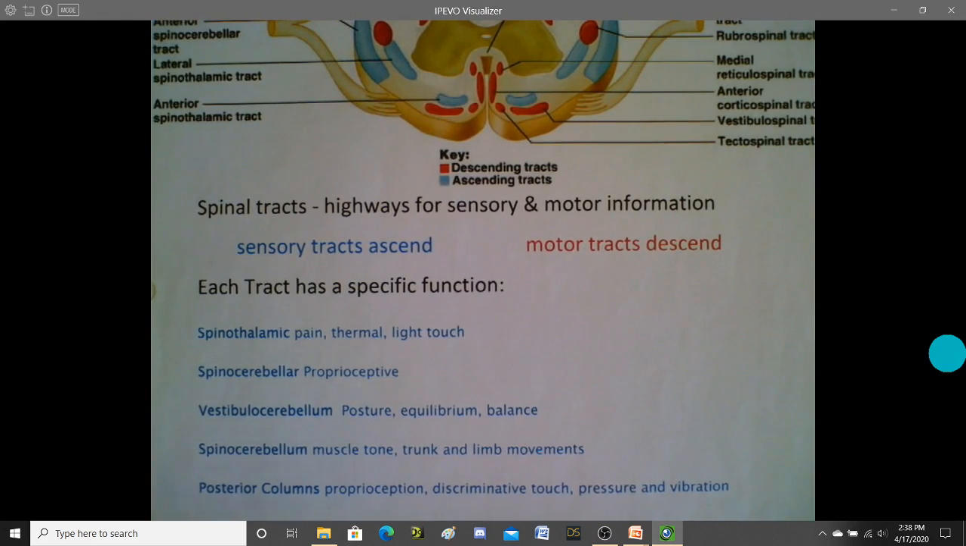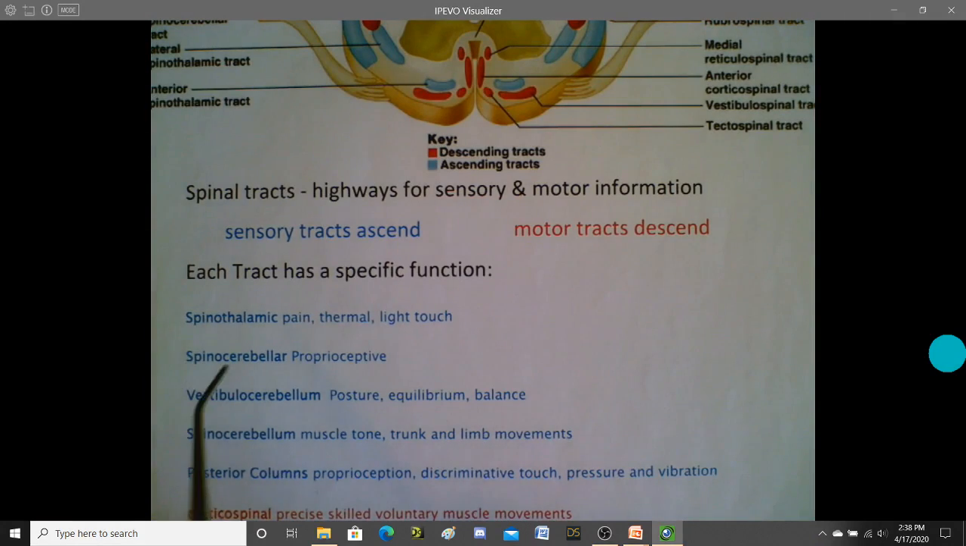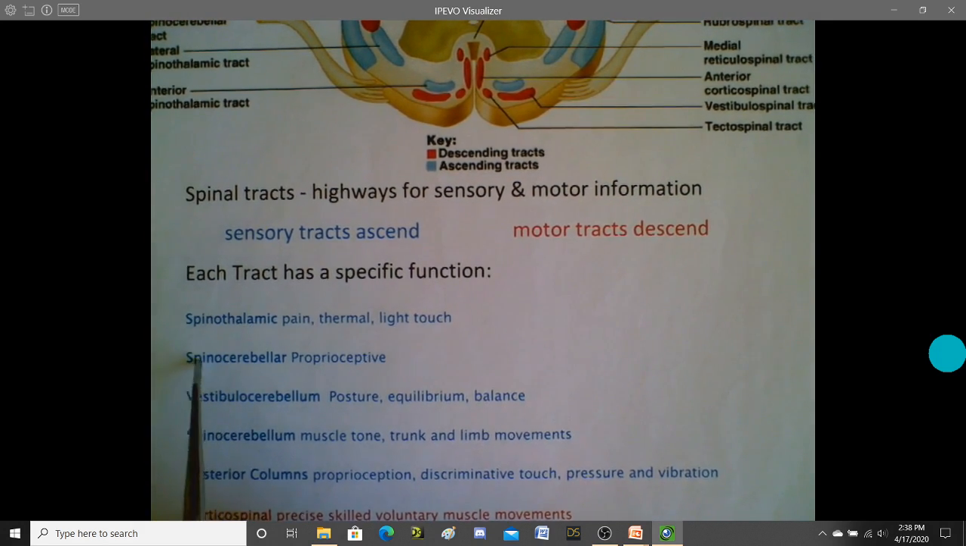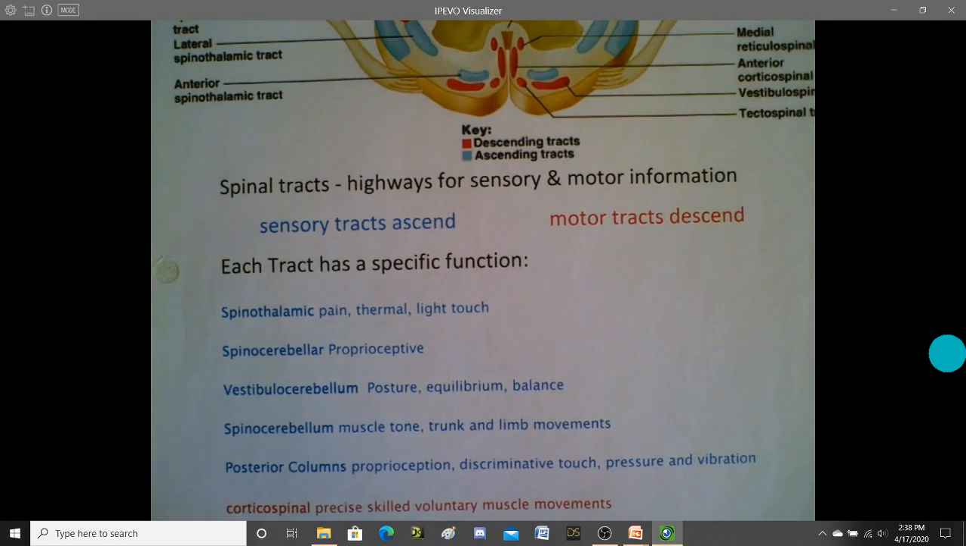Now there is actually a handy way of determining that these are all sensory tracts, with the exception of the posterior columns. If you look at the words spinothalamic, spinocerebellar, vestibulocerebellar, spinocerebellar, they tell you that it's sensory by the name. The first part of the name is going to be the body, spine. And the second part of the name is going to be the brain. So we're going from the body to the brain, body to the brain. The exception is the posterior column.